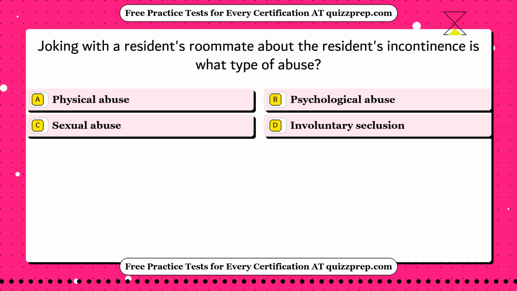Option A. Physical abuse. Option B. Psychological abuse. Option C. Sexual abuse. Option D. Involuntary seclusion.